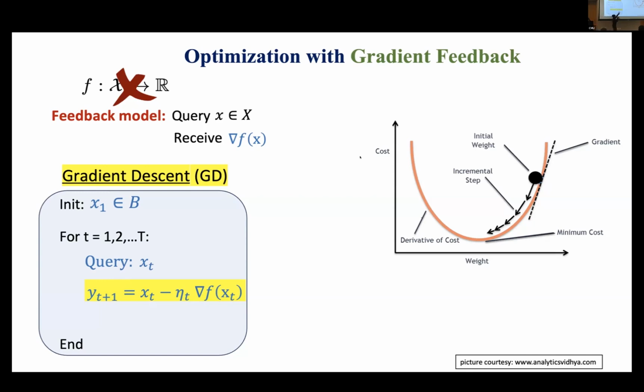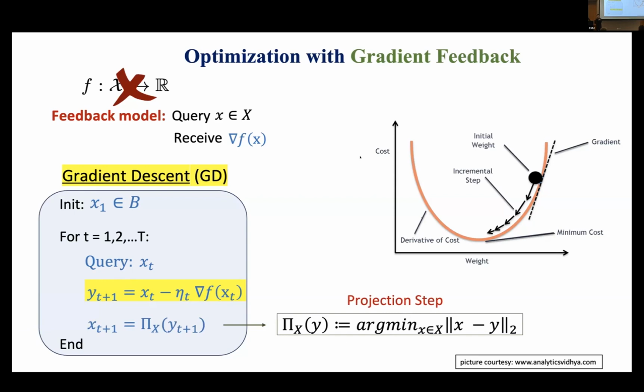That's what I'm doing, because this is something revealed to me by the environment. And I might have to project if my set is not all of R^d, since the update can go out of my set. So this is just a Euclidean projection back to my set. If y is outside my set X, I project it back to the x in X minimizing the L2 distance from y. This is a simple projection step.